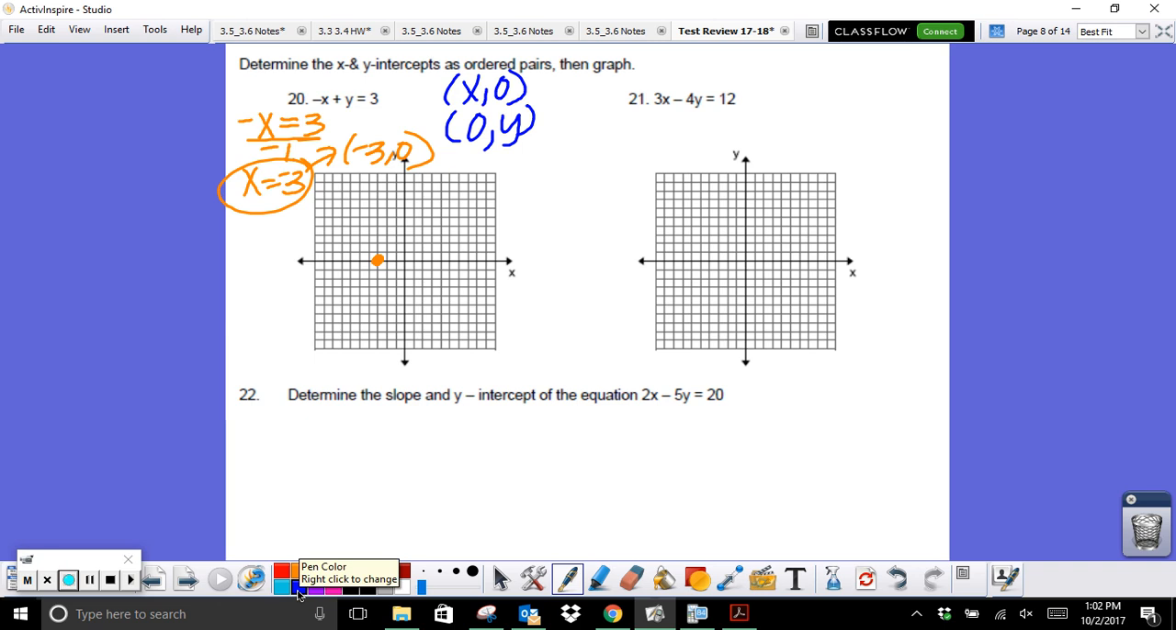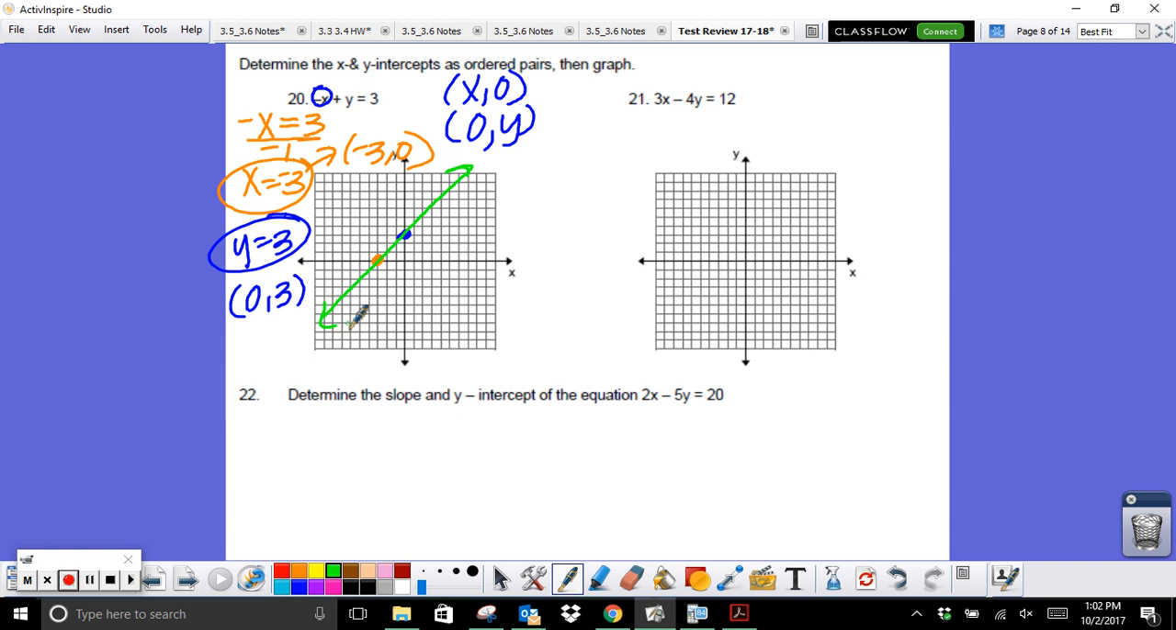Now I'm going to get my y value. If I take 0 and plug it in for x, all I'm left with is y equals 3. So my ordered pair there would be 0, 3. So I'm going to plot that point. And now we have an x-intercept and a y-intercept. So there's my line.